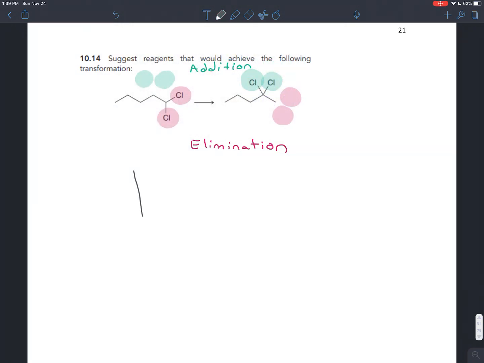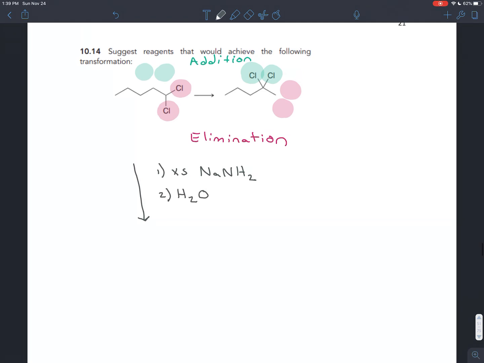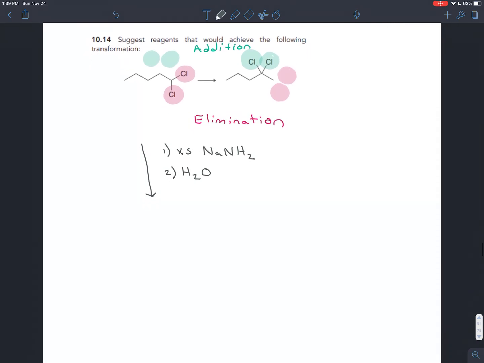In other words, instead of just adding a regular skinny base, we can add excess strong base, like sodium amide, followed by water. Now, this is one of the recipes from this chapter, so if that doesn't seem familiar to you, stop the video, go back, memorize all the reactions, and then start playing these videos again. Otherwise, they'll be difficult to follow. So these videos are assuming, from this point on, that you've already memorized the reactions. So if we have these two leaving groups, we can do elimination twice.